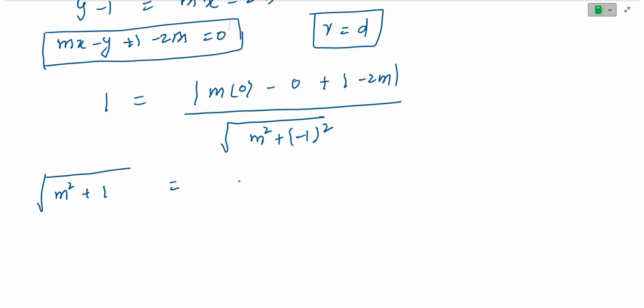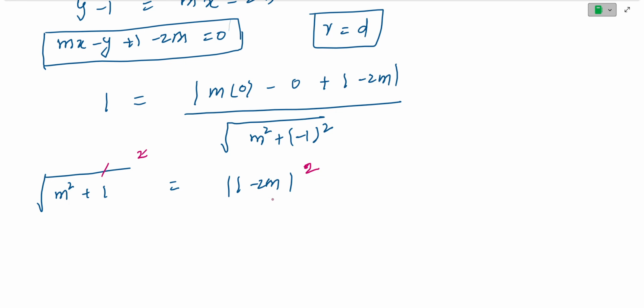So on the left hand side it will be 0 0 and 1 minus 2m mod. So what I will do is I will square on both sides. So the square and square root gets cancelled on the left hand side. On the right hand side, 1 minus 2m whole square.